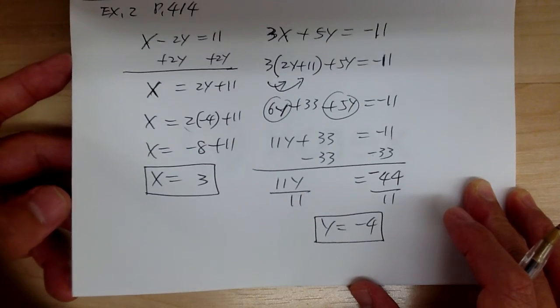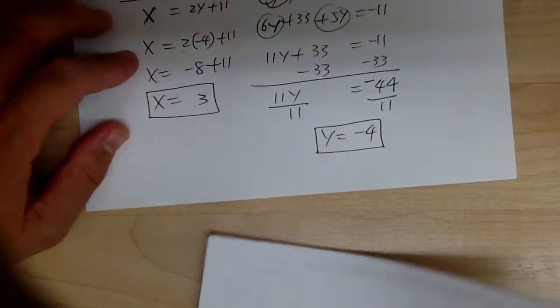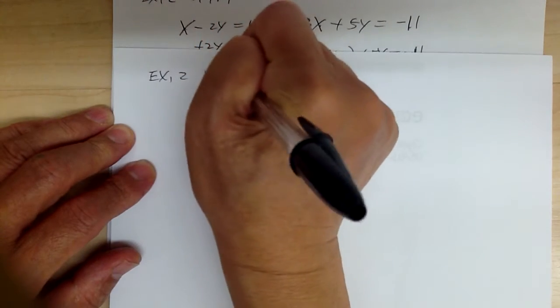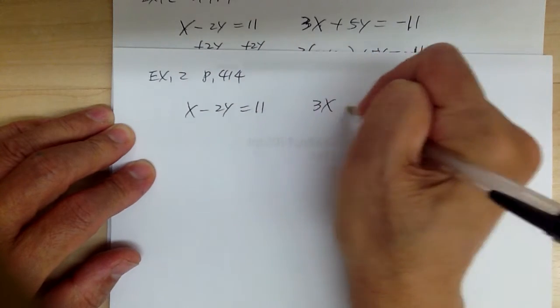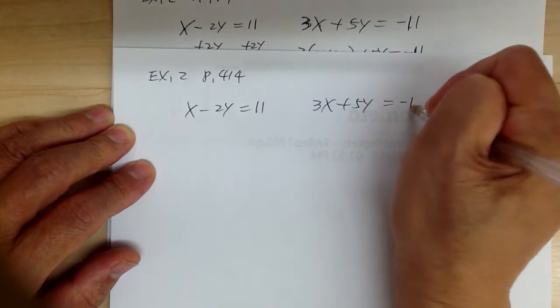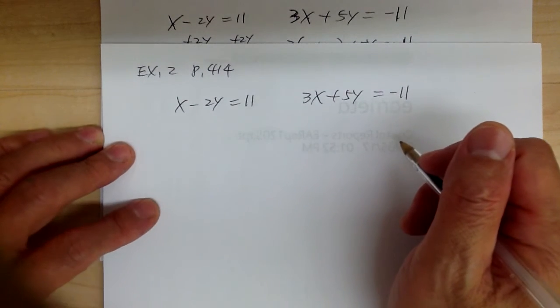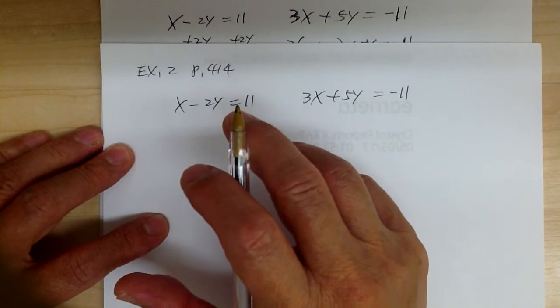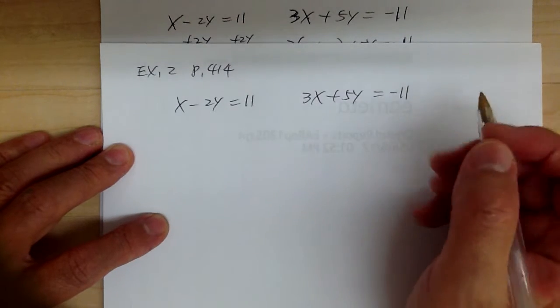Now I'm going to do example 2 again, using the elimination method so you can see the comparison. So example 2, page 414, you have x minus 2y equal to 11, 3x plus 5y equal to negative 11. So make sure you're familiar with both methods because you're going to need to use one or the other, because sometimes one method is easier to use than the other. It all depends on the equation that you have.